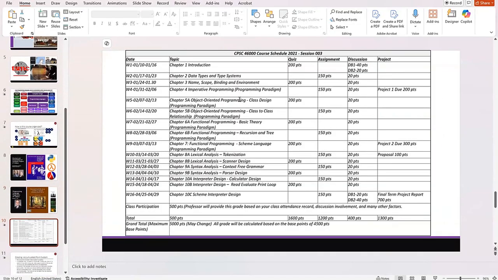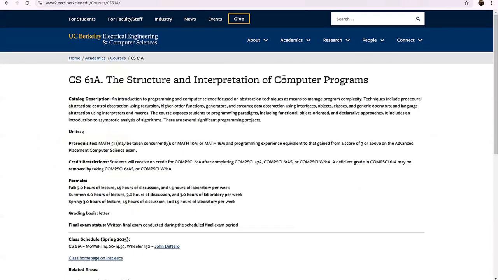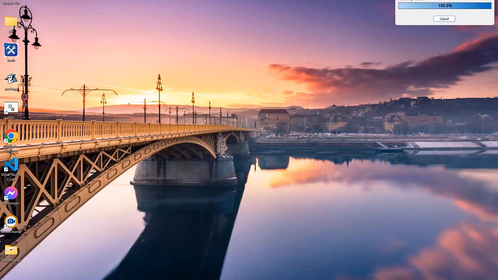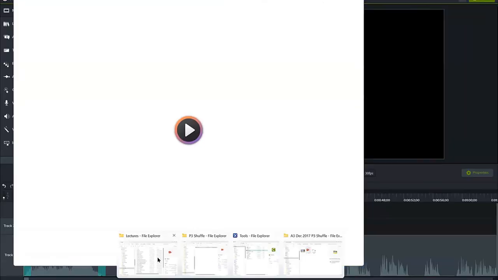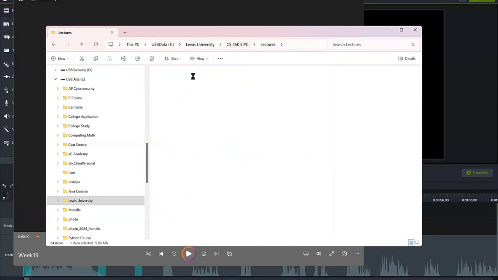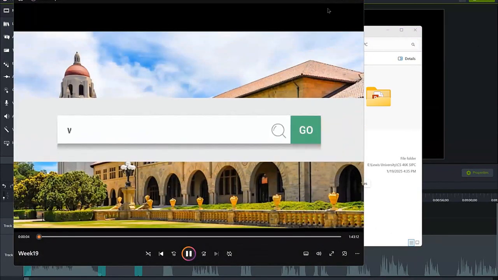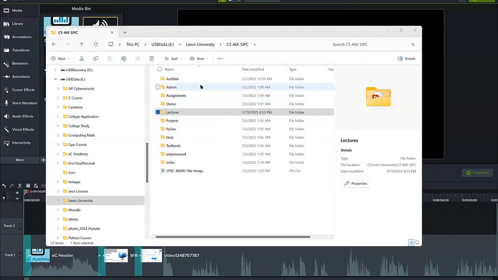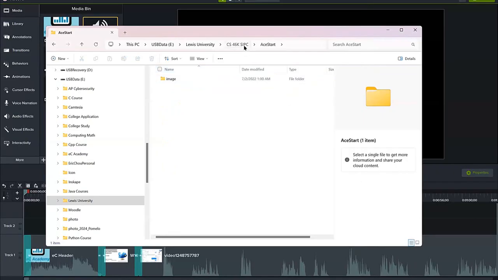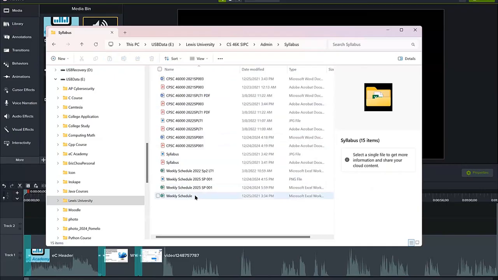And then the schedule. Okay, this one is an old schedule, so I don't use this one. The schedule is... sorry, I'm rendering some videos. Sorry, I'm in trouble. Oh, another one here. This is the 2025 schedule. This one.